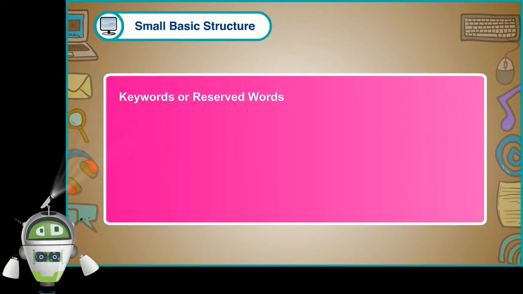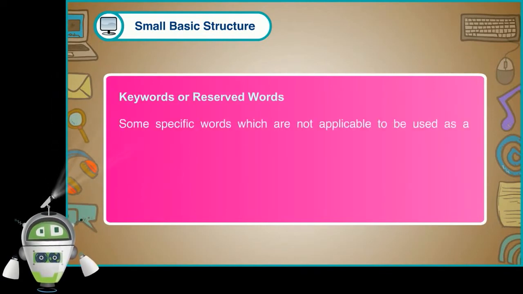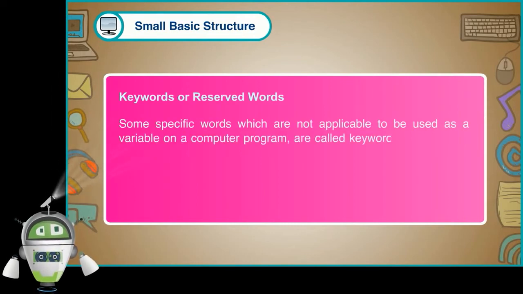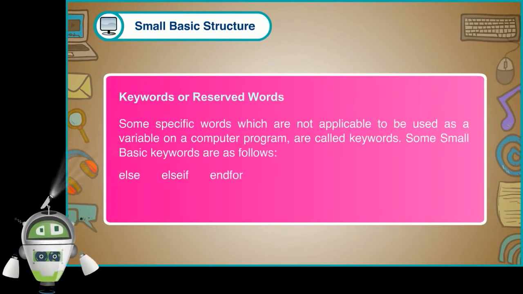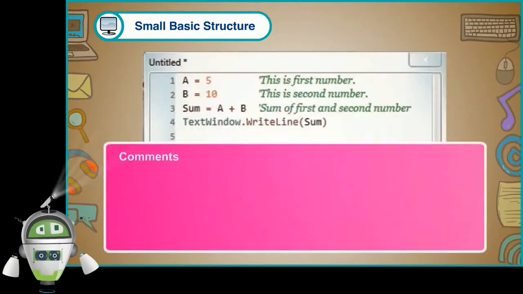Keywords or reserved words. Some specific words which are not applicable to be used as a variable in a computer program are called keywords. Some small basic keywords are as follows: else, else if, end for, end if, end sub, end while, for, goto, if, step, sub, then, to, while.